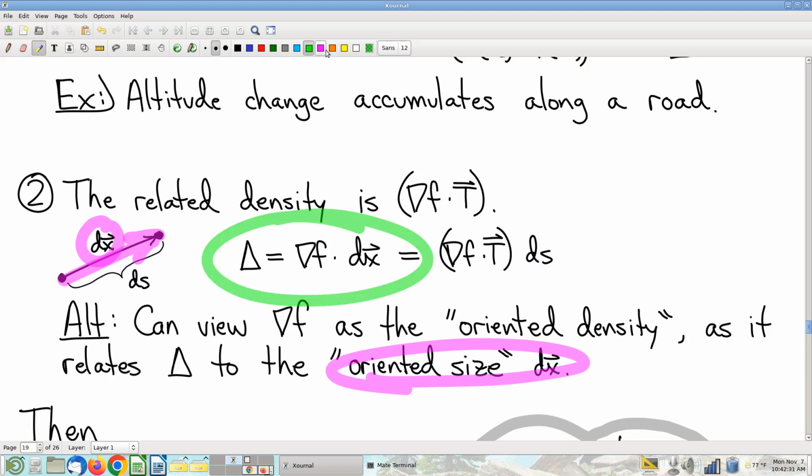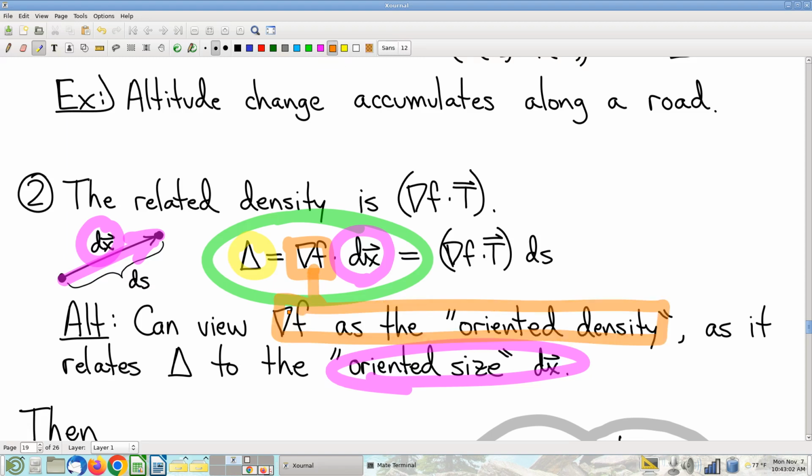This formula shows that the gradient, that thing there, is a relationship between size, oriented size, if you will, and this accumulating quantity. So if you want to talk about quantity per unit size, okay, fine. But if you want to talk about quantity per unit oriented size, then that's a reasonable interpretation to make of the gradient. And since we're looking at an oriented notion of size, I think it's reasonable to call this an oriented density.